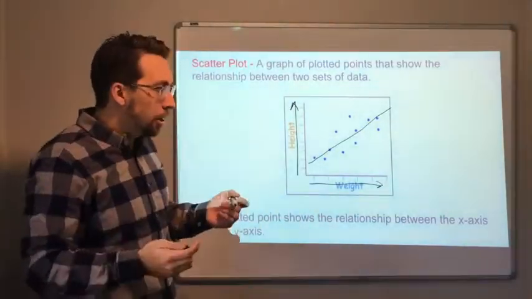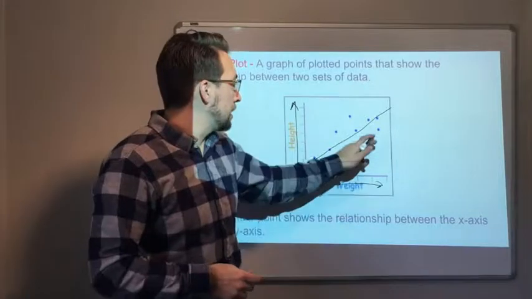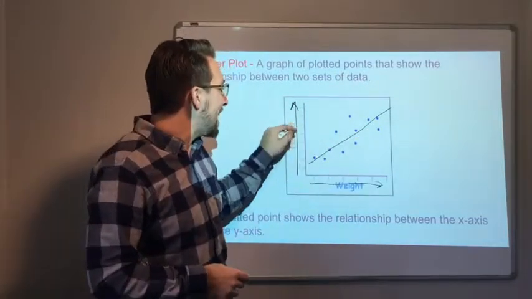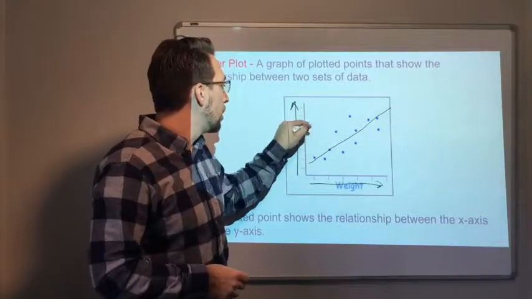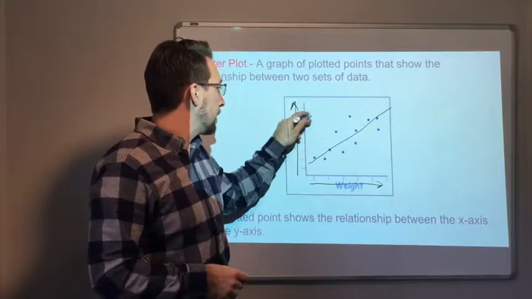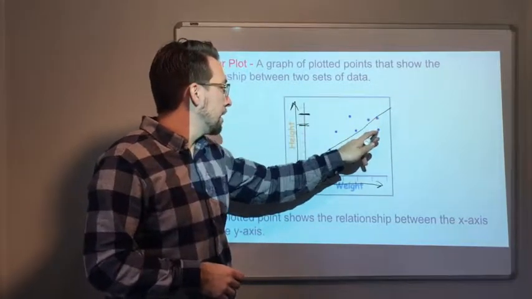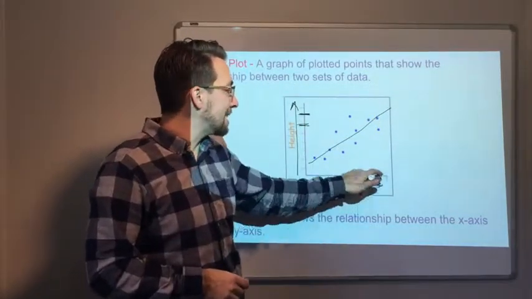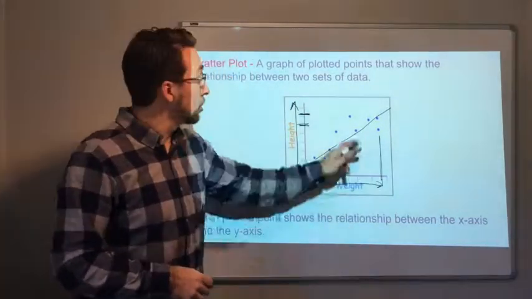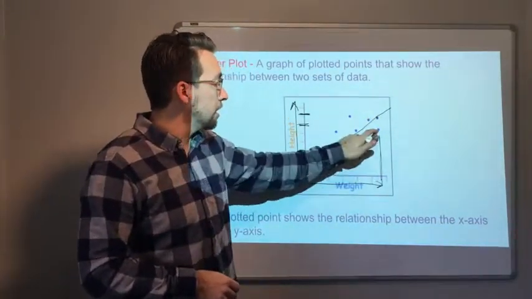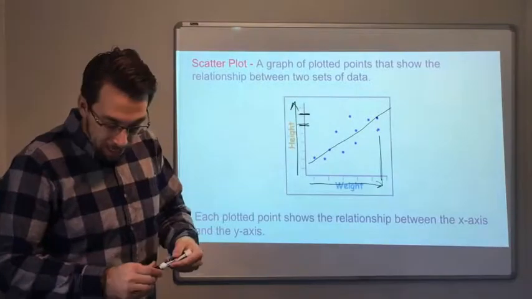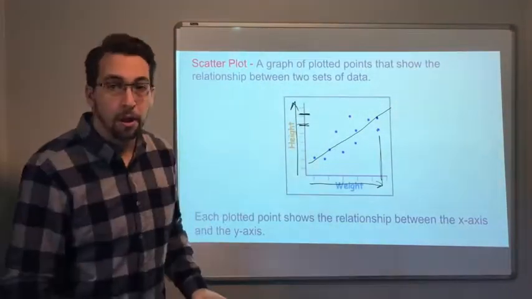Okay, and look, this person is not as tall, right? So here's our height. This person's taller than this person, but they both weigh the same. So this person is skinnier than this person. Kind of interesting. So this is a scatter plot on height and weight.